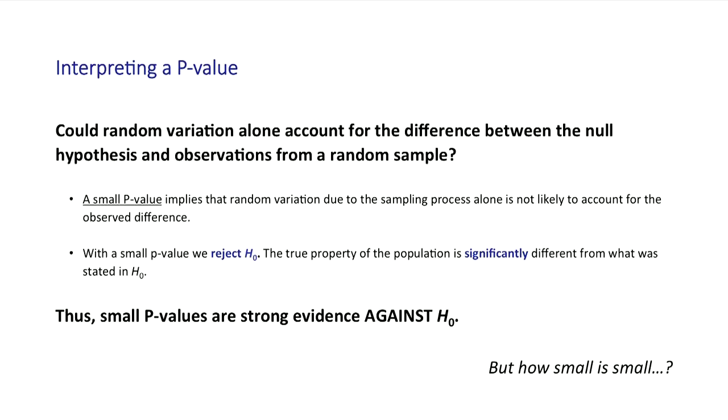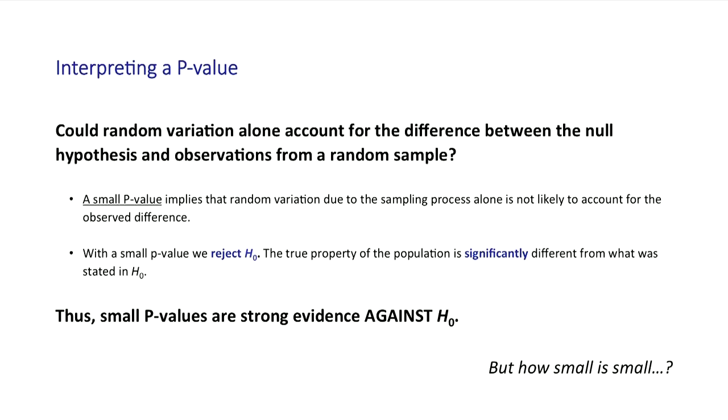We interpret p-values on the basis of their size. A small p-value means that random variation from the sample is very unlikely to account for the difference between the sample and our hypothetical population. So if we have a small enough p-value, we reject the null hypothesis.